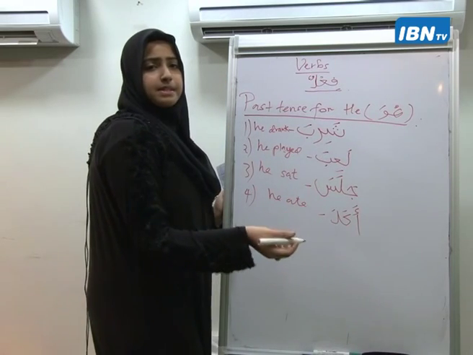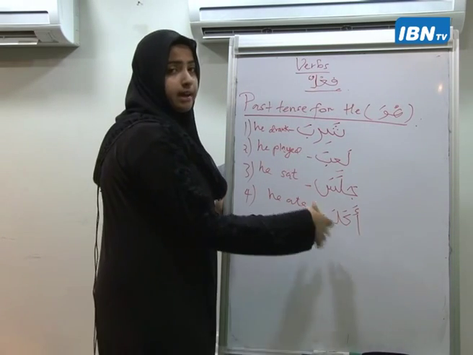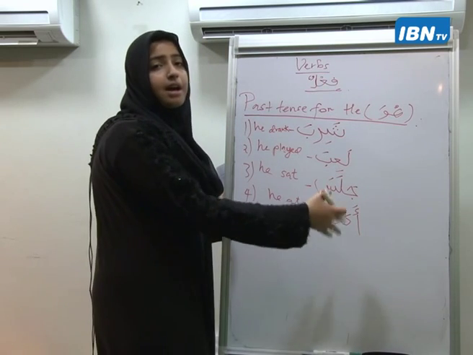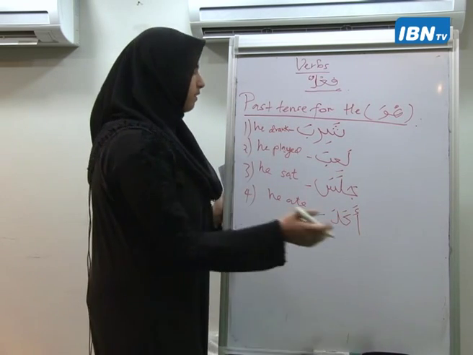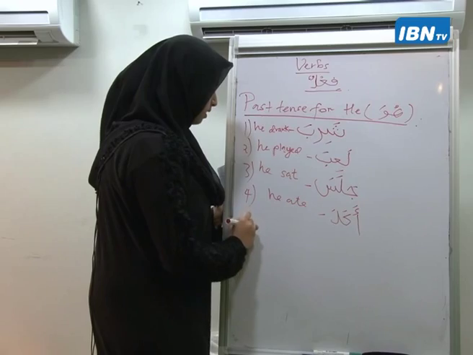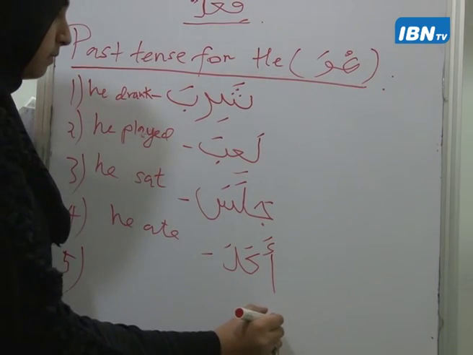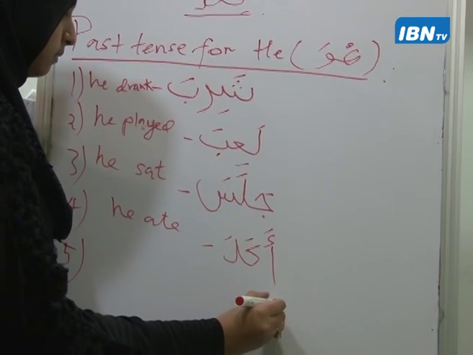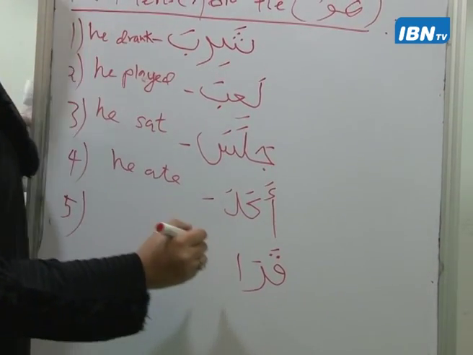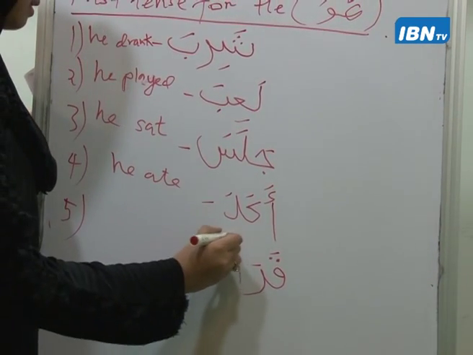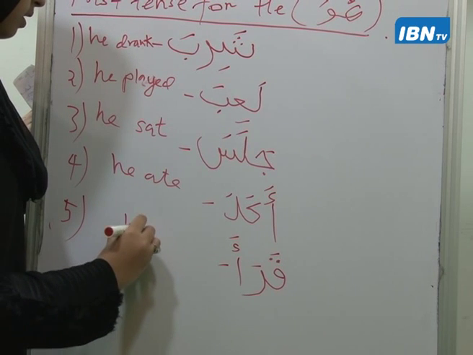In Kiswahili we say kula, kula, eat. So in Arabic we say akala, he ate, right? So it's a bit of an easy way to remember. Then we have qara'a. Qara'a means he read.